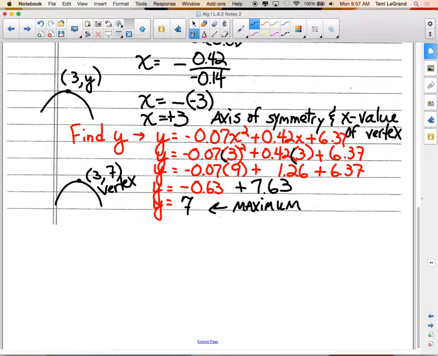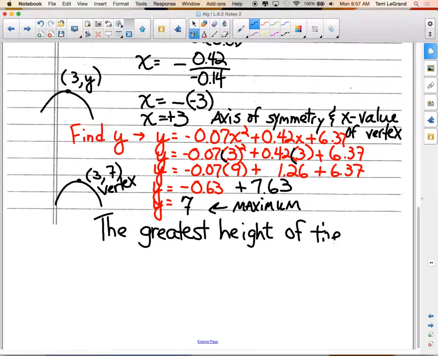The greatest height of the rise is 7, and we don't abbreviate feet, F-E-E-T. So not a very scary part of the roller coaster. Only 7 feet up. This is a lower portion of it.